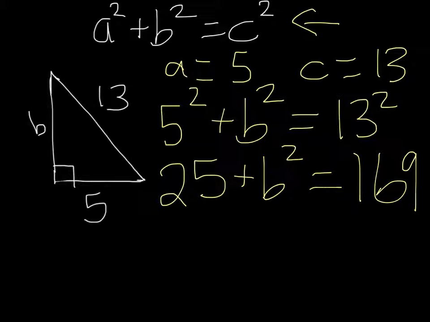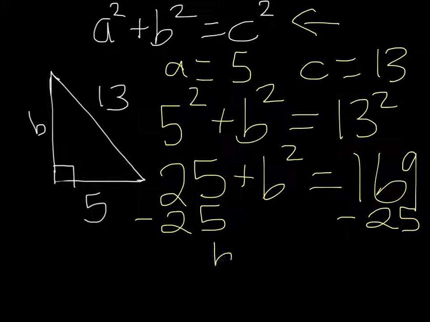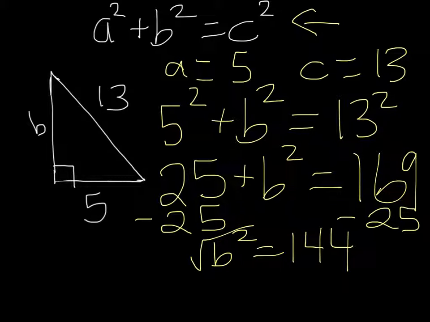Now I need to get b by itself. So what's happening to b? Well, it's being squared and then it's being added to 25. The opposite of adding to 25 will be subtracting 25 from both sides. B squared is equal to 144. Now, to get b by itself, I'll need to take the square root. If I do it to one side, I have to do it to the next, and that will leave me with b equals 12.